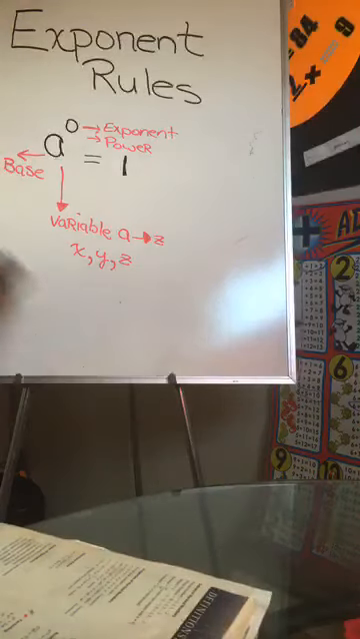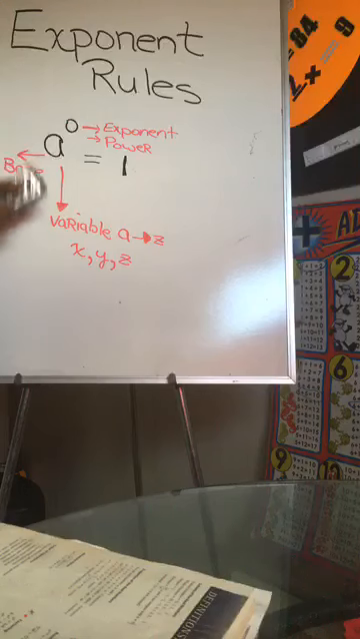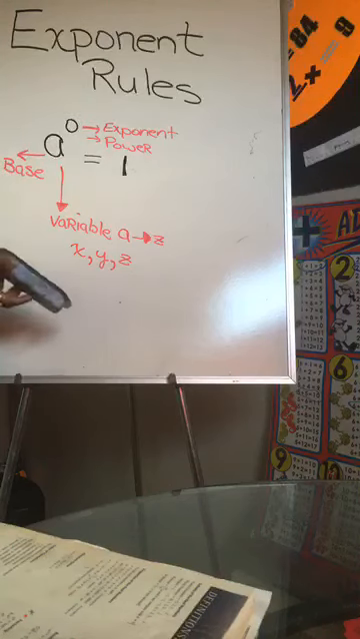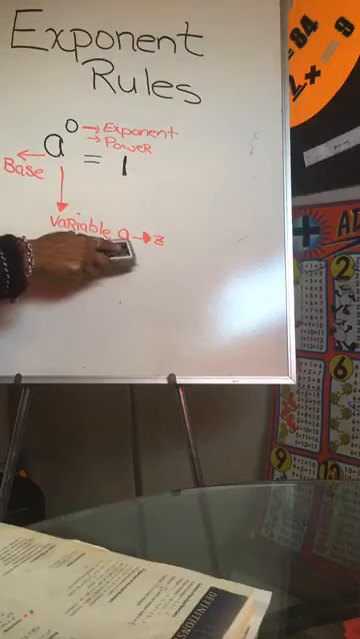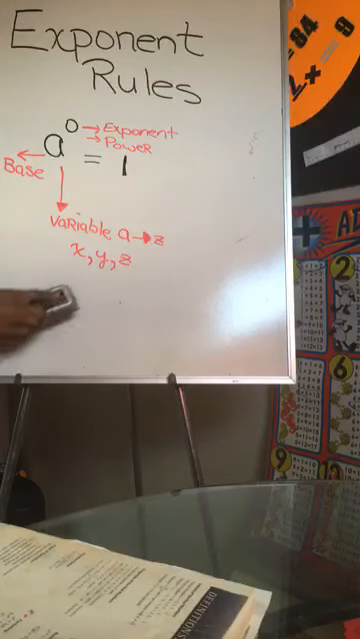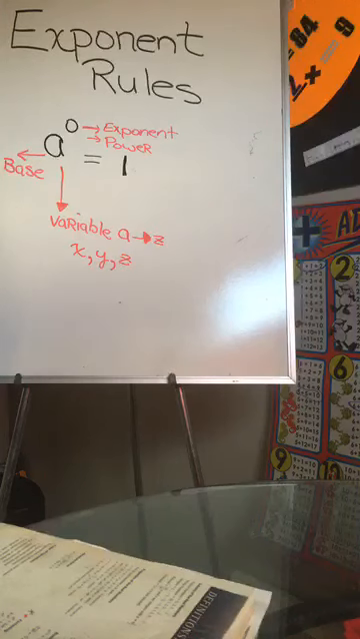I'm going to erase this because I'm going to need my space on my board. So you have your base, and you have it raised to an exponent or power, and your variable could be any letter from A to Z. The most popular variables are X, Y, and Z that you'll normally see in a textbook. They love to use X and Y.